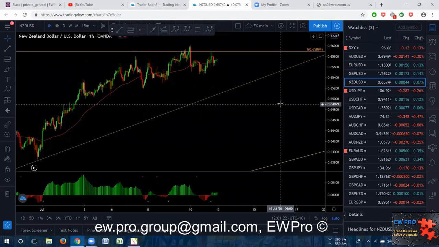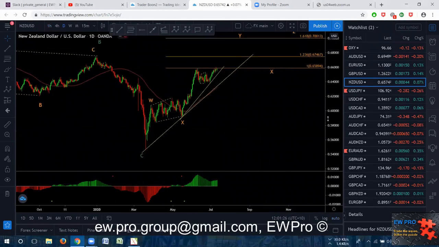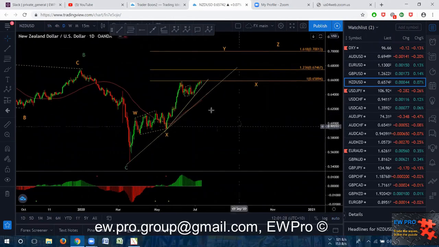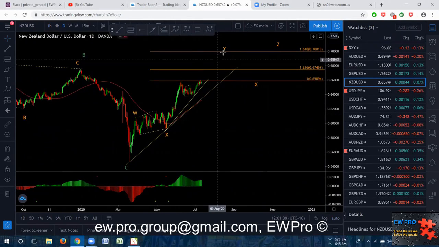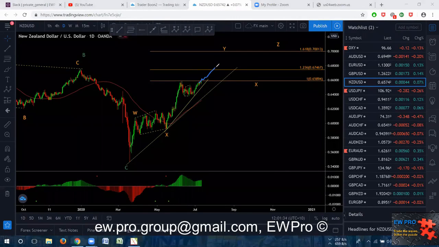NU, if we go to the daily, we're in this wave Y. This can keep on just going up here slowly. Might get to the 123.6, it might get to the 161.8. We're at the 100 fib now.